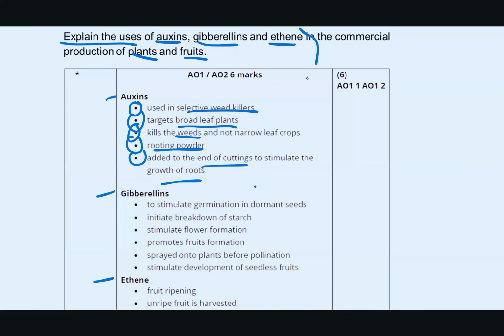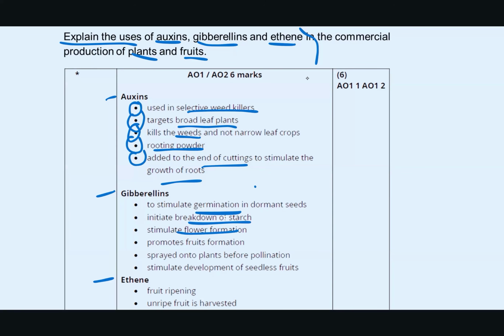Now, gibberellins stimulate germination in dormant seeds. They initiate the breakdown of starch. So this is what they do inside. They cause the starch to break down. Now, when starch gets broken down, it gets turned to glucose. Glucose is then used in respiration. That energy that's released is what helps the plant grow faster.